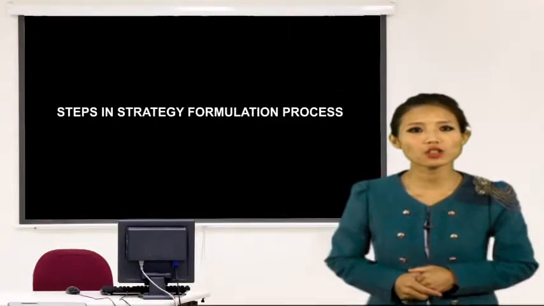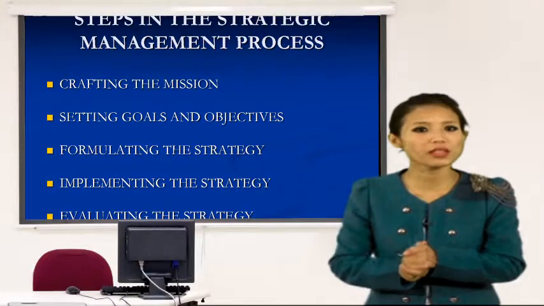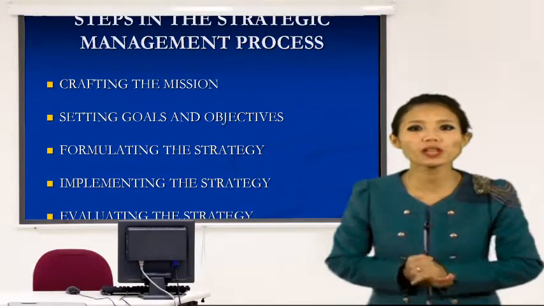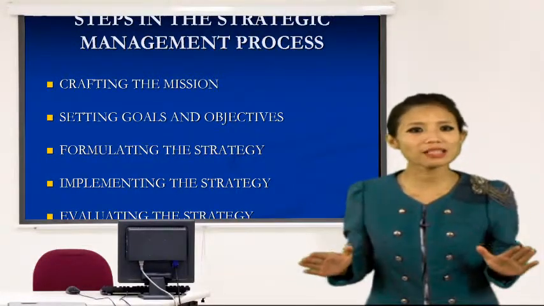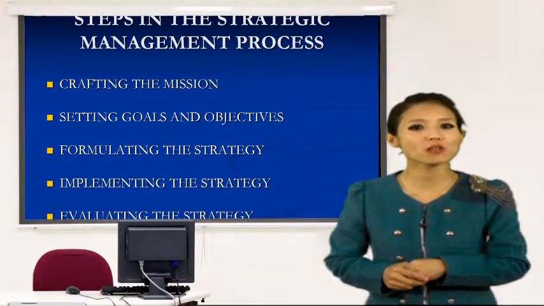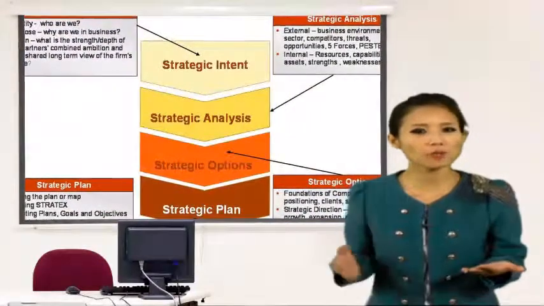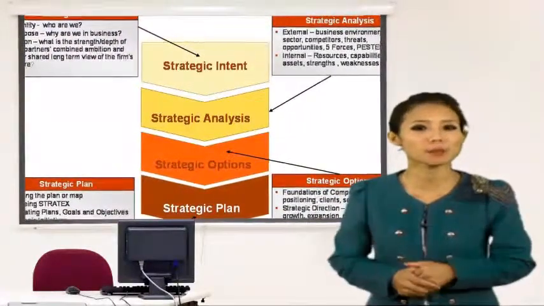Steps in strategy formulation process. Strategy formulation refers to the process of choosing the most appropriate course of action for the realization of organization goals and objectives and thereby achieving the organizational vision. The process of strategy formulation basically involves 6 main steps.